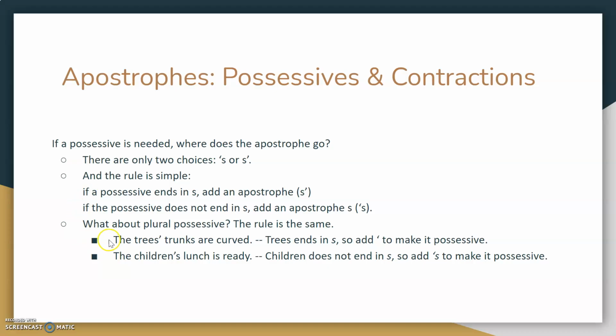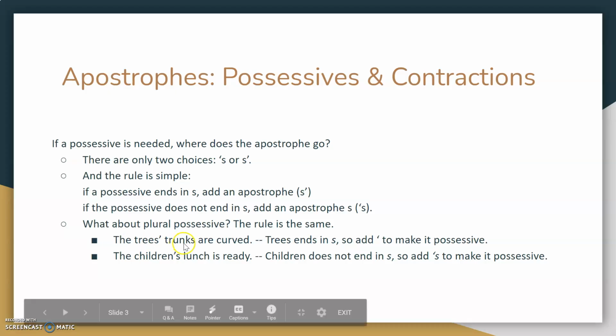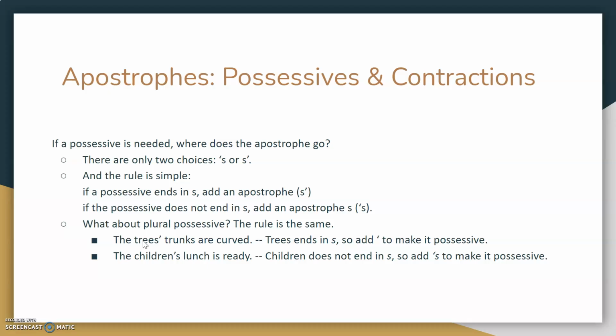So let's look at this. Trees is our word in question here. The trees' trunks are curved. Now, is it possessive? Yes, the trunks belong to the trees. So I need an apostrophe.